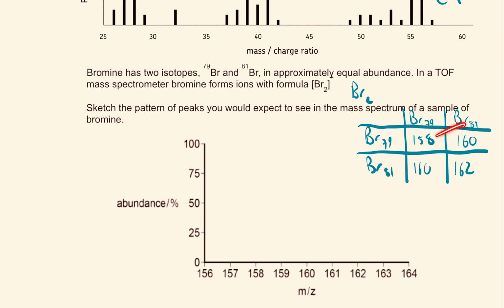So 50% of our sample is going to be 160, 25% 158, 25% 162. So we draw that. Let's get something like that. Peak there, 158 gets 25%, and 162, 25%.